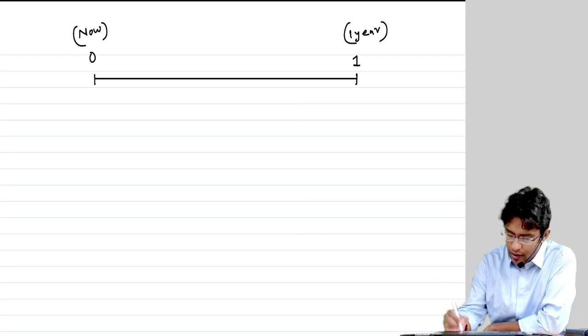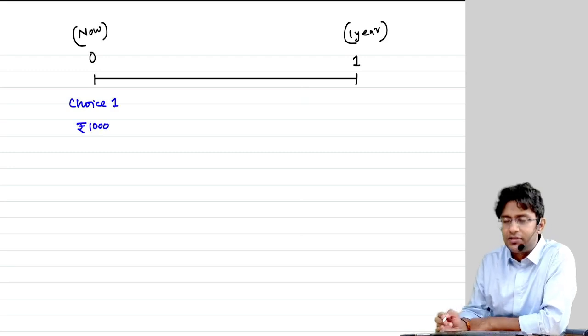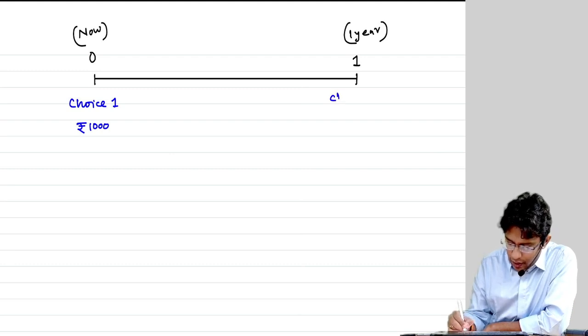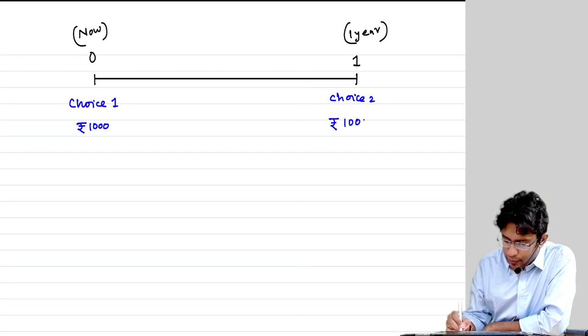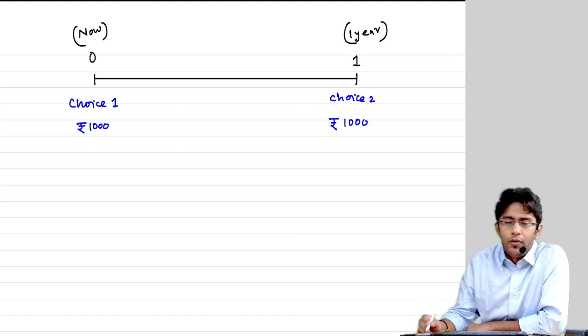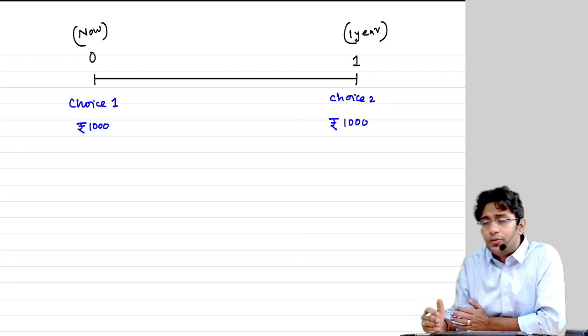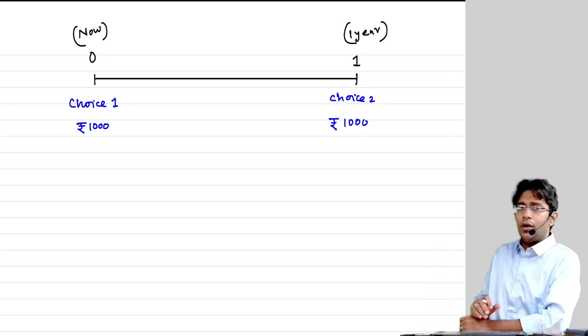Now, if I give a choice like this: choice 1, receive 1000 rupees today, or choice 2, receive 1000 rupees 1 year later. Between these two choices, which one will you take? 1000 now or the same 1000 after 1 year? Which one is better for you? 1000 now. Why?